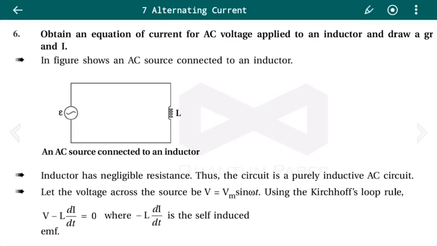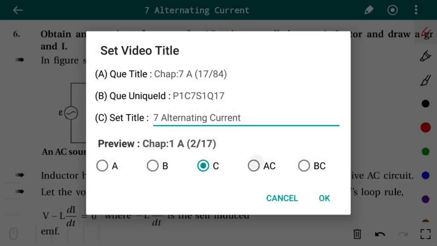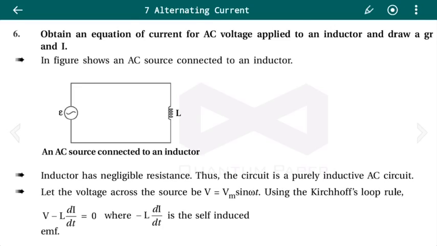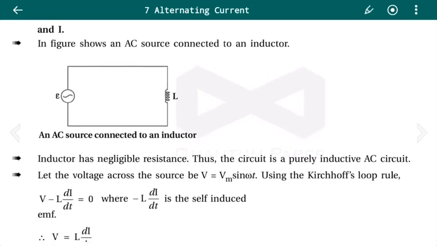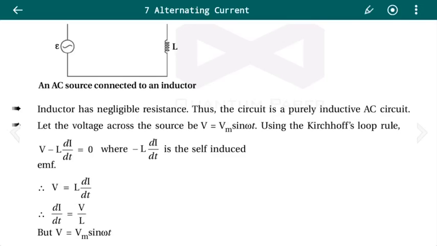So in this circuit we have the AC source as well as the inductor. The figure shows an AC source connected to an inductor. The inductor has negligible resistance. Thus the circuit is a purely inductive AC circuit. Let the voltage across the source be V equals Vm sin omega t.